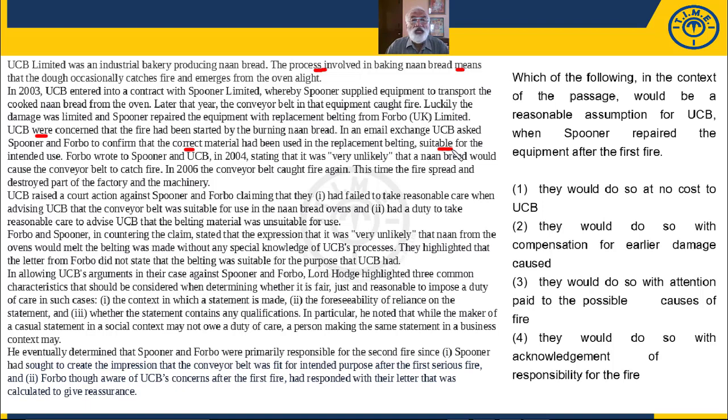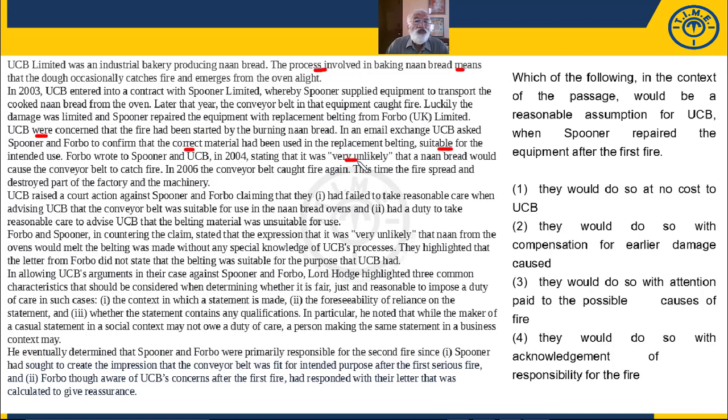Forbo wrote to Spooner and UCB in 2004, stating that it was very unlikely that a naan bread would cause the conveyor belt to catch fire, which means they were saying, now when you say very unlikely, just keep note of that. When you say very unlikely, what is likely, what is unlikely? Obviously, you're talking about likeliness or likelihood or the absence of it, keeping in mind certain conditions. So it is not likely in those conditions, is what you're talking about.